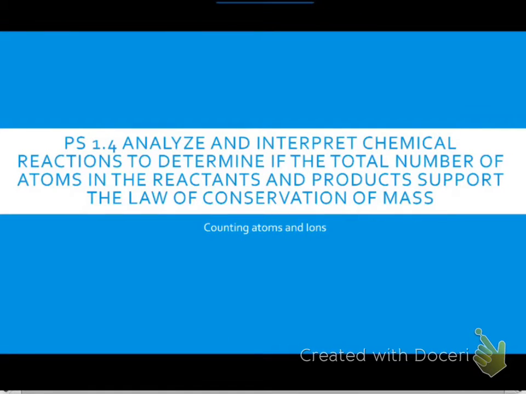Okay guys, this is a continuation of the last SPI. We're going to continue talking about counting atoms and how ions are made and their oxidation numbers and why that matters for our chemical reactions.